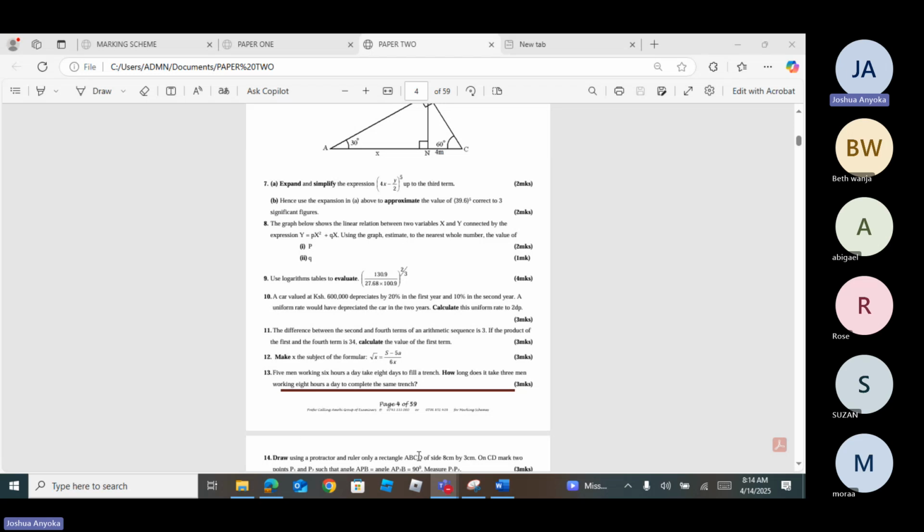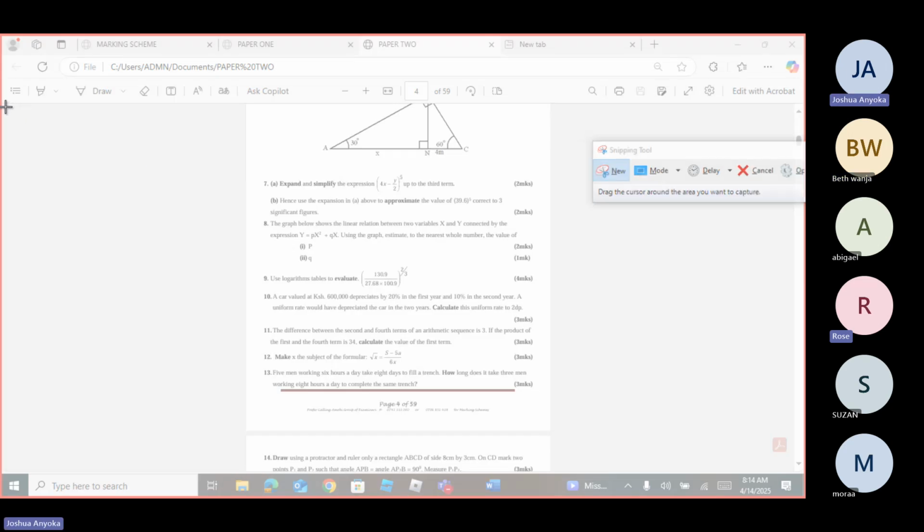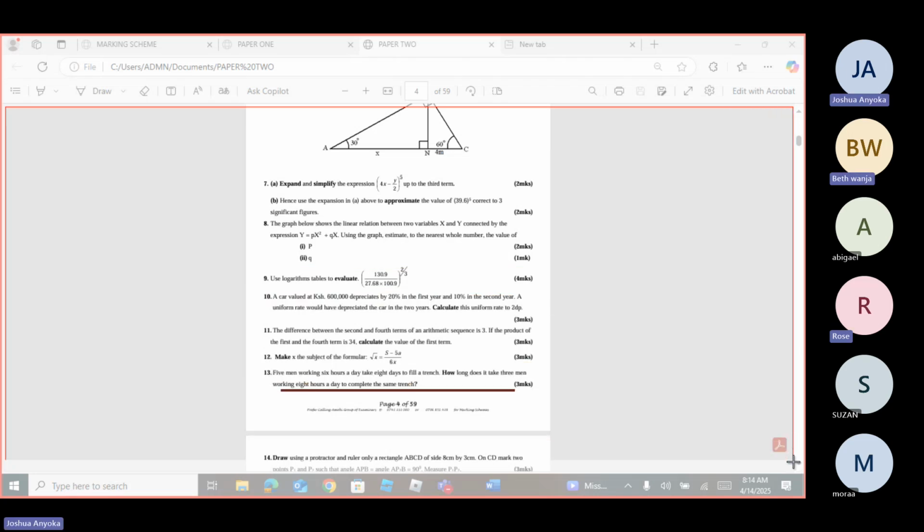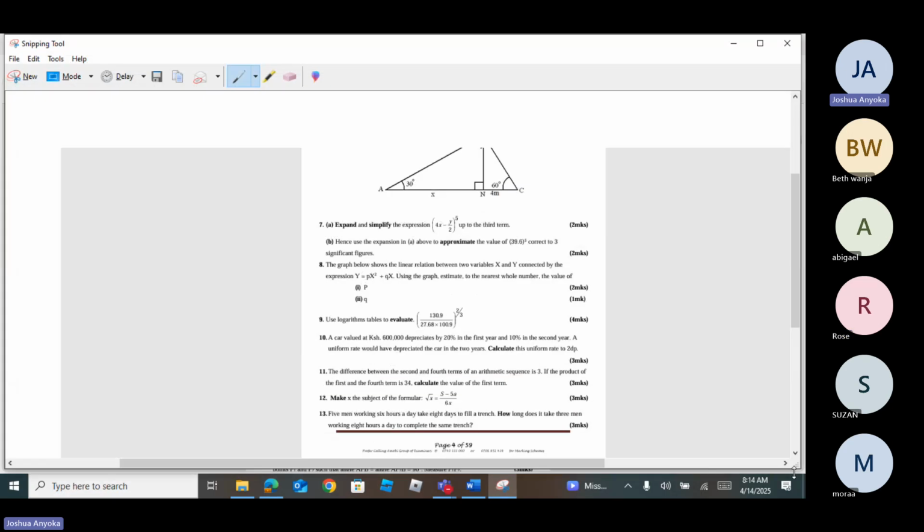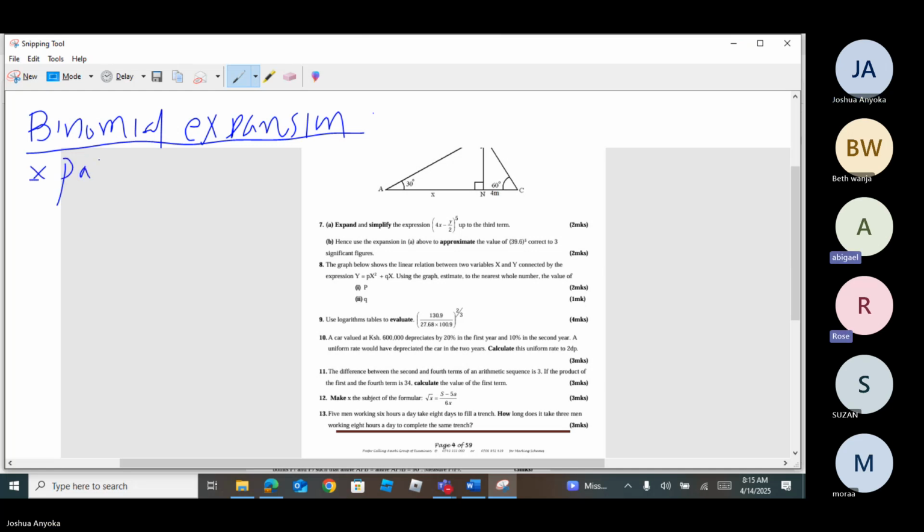So let us do the highlights of our binomial expansion. What are we going to learn in binomial expansion? What to note? We have to know that there is a Pascal's triangle. Pascal's triangle will give us the coefficients.